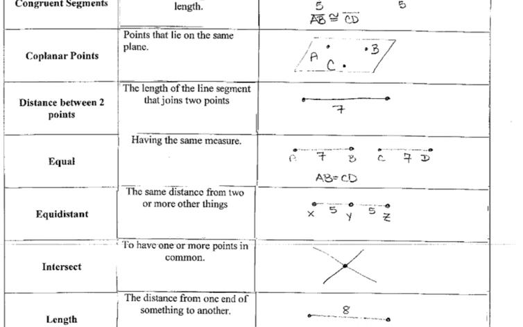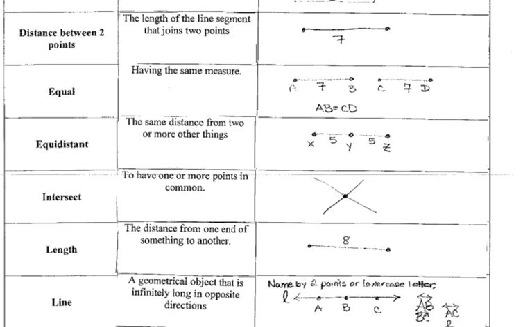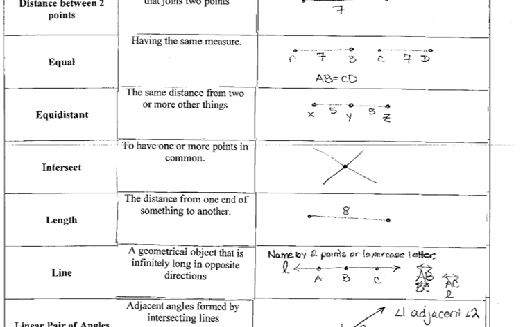Equals means having the same measure. That's fairly self-explanatory. Could refer to line segments as it did in the picture, or maybe to angles, which isn't shown here. But equal means having the same measure.